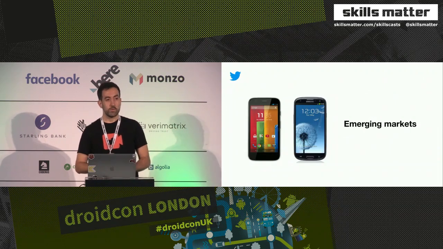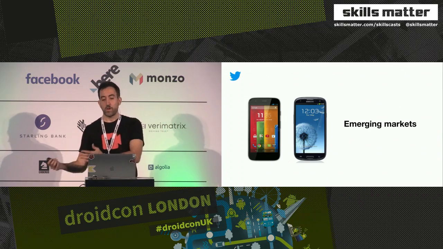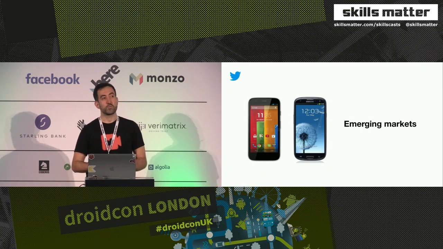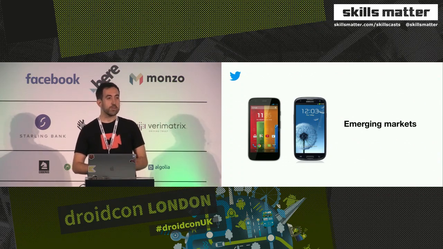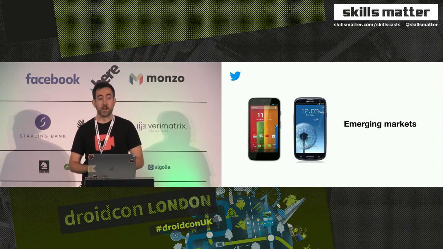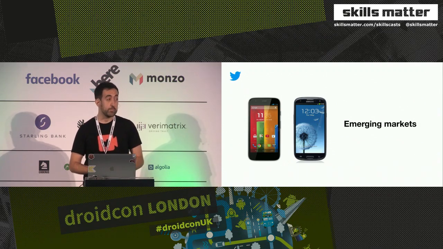And also, the most important reason for us, we want to go to emerging markets and be able to provide them those services we have for Twitter. They can use this anywhere in the world. So the thing is, in those emerging markets, for adoption it is super important and critical to have as small an APK as possible. That's basically it.